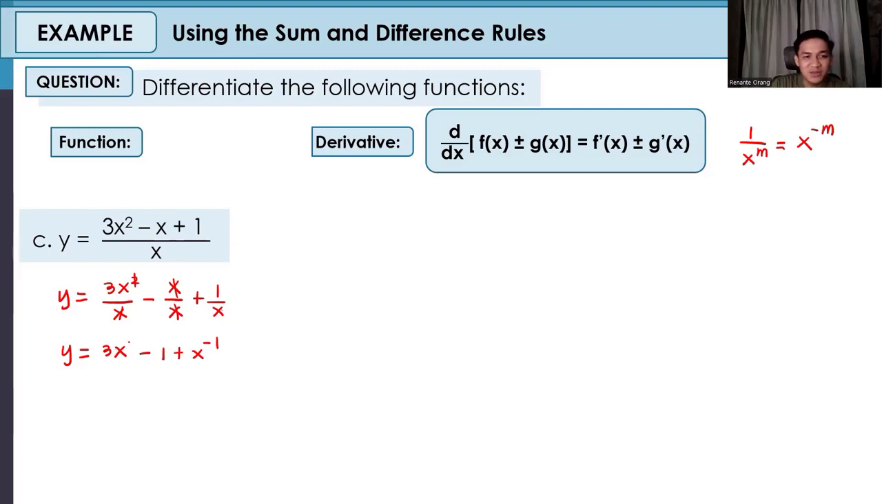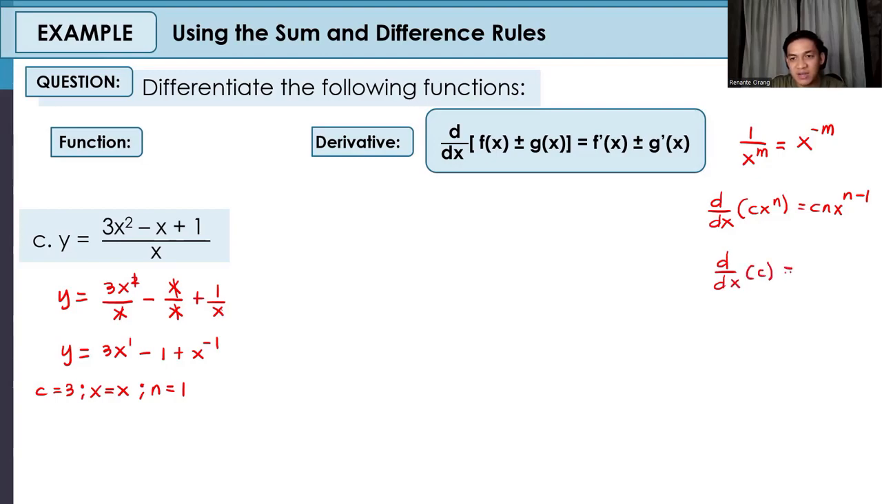Ibig sabihin, we just need to differentiate them individually. So, para dito, ang gagamitin natin is constant multiple rule. That is d over dx of c x raised to n is equivalent to c n x n minus 1. So, ilagay natin dito, class. Constant natin is 3. X natin is x. And then yung ating n is 1. So, n is equivalent to 1. So, para dito, kay 1, we will be using our constant rule. D over dx of c is equivalent to 0.